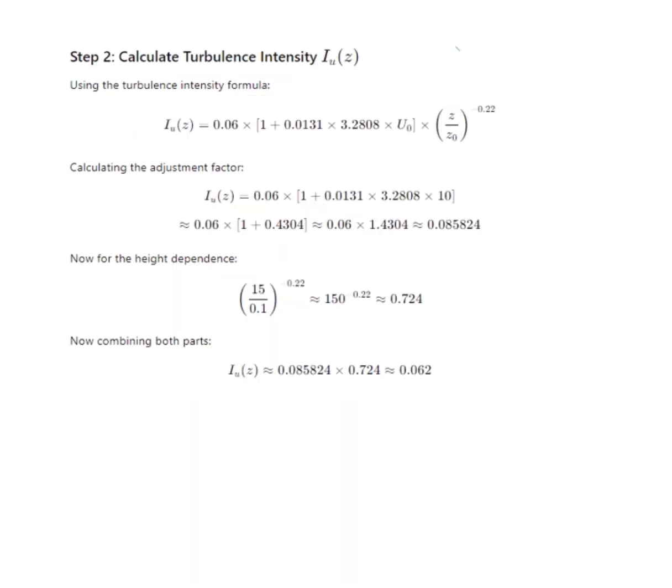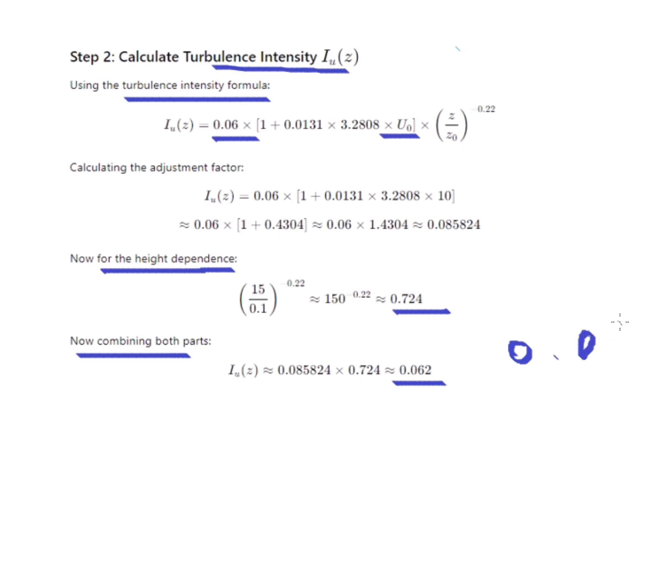Second step is to calculate the turbulence intensity. We have this formula for calculating the turbulence intensity. If you plug in all these input values, for the height dependence, Z by Z naught is 0.74. Now combining both parts, I u z becomes 0.062. This is the turbulence intensity that is coming, 0.062, right? We will see how it impacts.